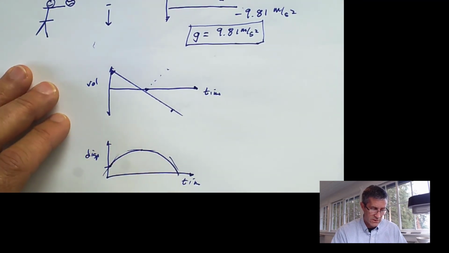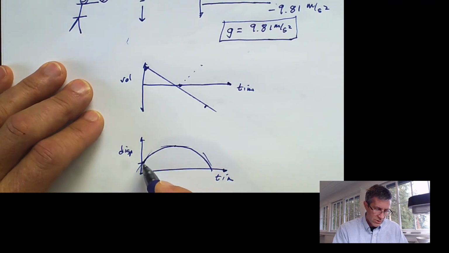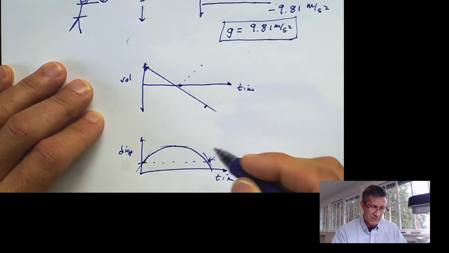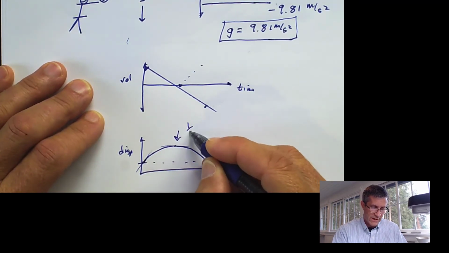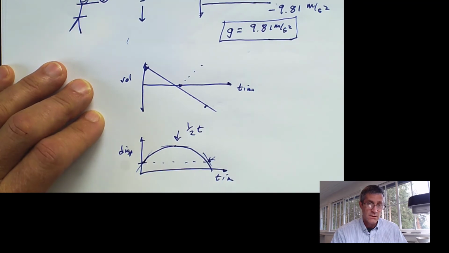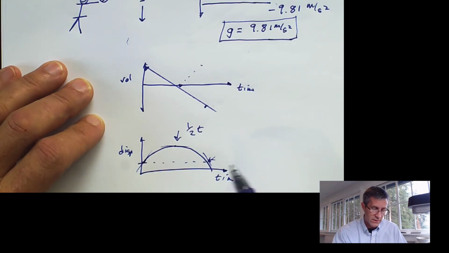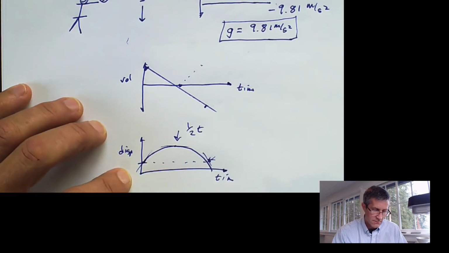If I'm going up and back down to the same spot, the amount of time it takes to get to the peak is 1/2 the total time. That's really handy, especially when we get into things that are in free fall and we want to figure out how long it's going to take. You can just calculate how long it's going to take to get to the top and then double it. That's how long it's going to take to get back down.